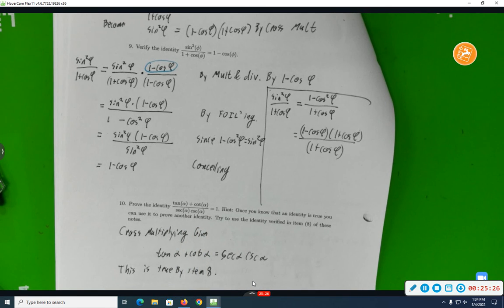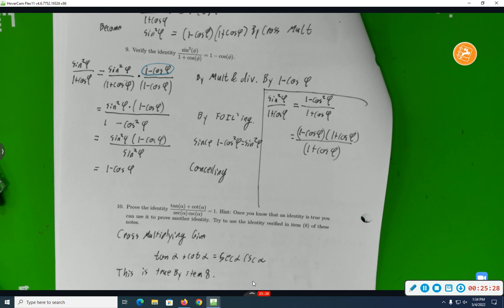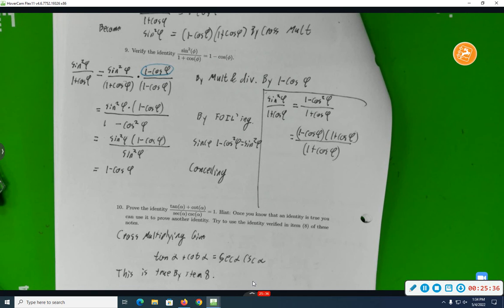So you took an identity you wanted to prove, you reduced it to something you knew was already true, so you're done. If you can remember previous trig identities you've proven, you can save yourself some effort. Otherwise you'd wind up repeating the proof of item 8 right here, so you would have some extra lines and some redundancy in your work.